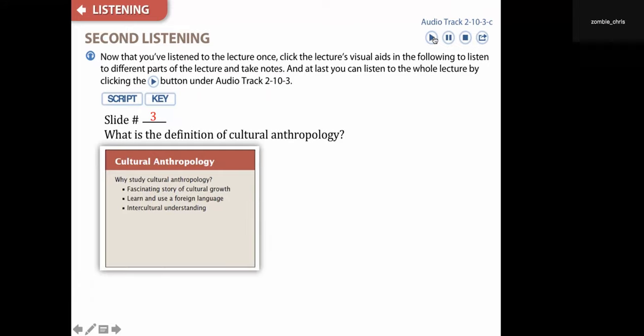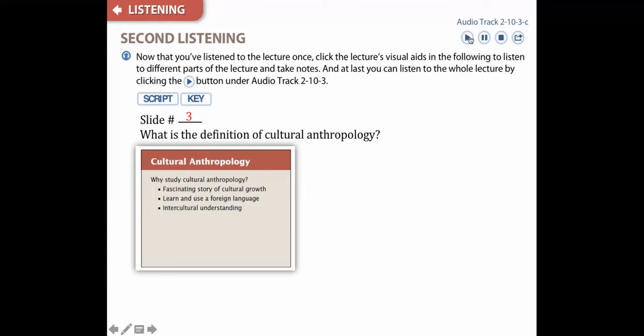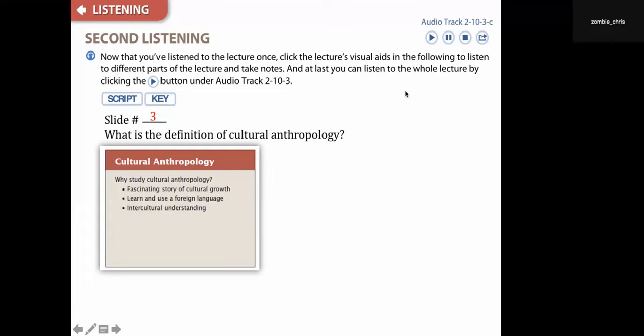So, what's the definition of cultural anthropology? You didn't need to listen too long to this. Cultural anthropology is the study of cultures, living and dead. So cultural anthropology is the study of cultures, living and dead.